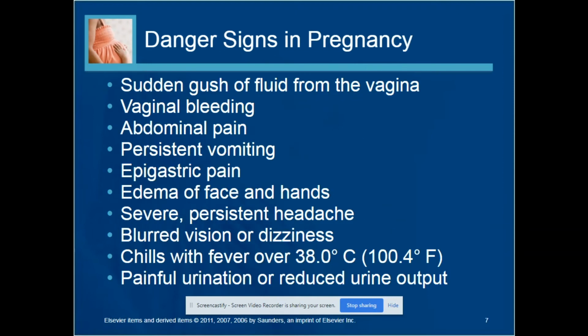Danger signs in pregnancy, these are also listed on page 78 of your book in the patient teaching heading. A sudden gush of fluid from the vagina, vaginal bleeding, abdominal pain, persistent vomiting, epigastric pain, edema of the face and hands, severe persistent headache, blurred vision or dizziness, chills with a fever over 100.4, painful urination or reduced urine output.